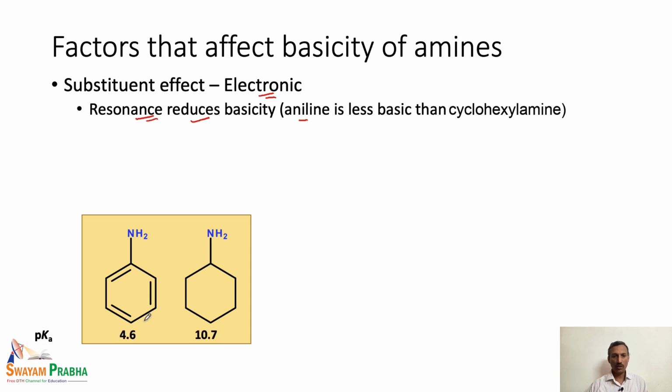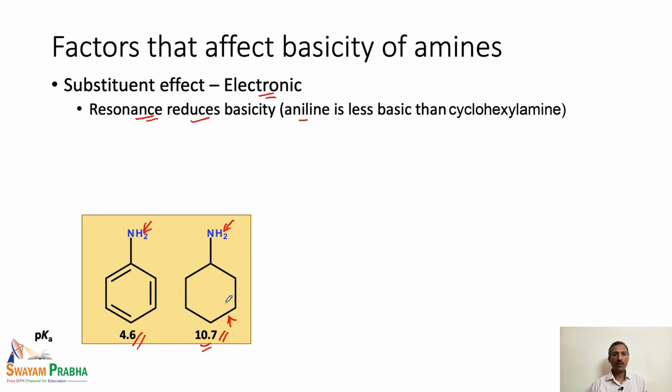If you look at the pKa of the aniline hydrogen, this hydrogen basically has a pKa of 4.6. We have cyclohexylamine, so this hydrogen has a higher pKa. In other words, we know that if the pKa is higher, the base is going to be the stronger one. So here we have cyclohexylamine with a pKa of 10.7. So this is more basic than aniline. So what is the reason for it?